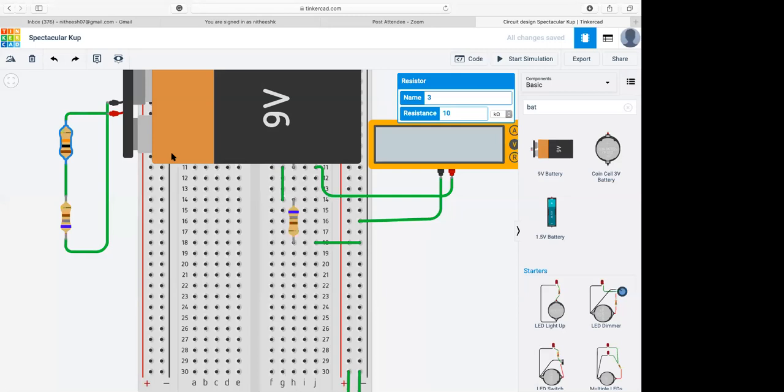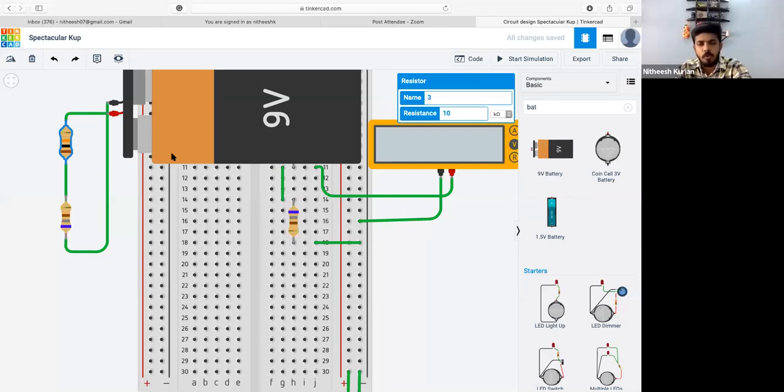So we can use Ohm's law. Yeah, you should use Ohm's law.